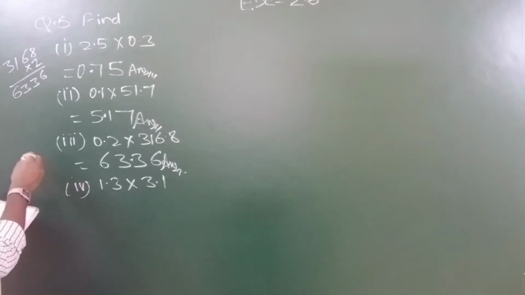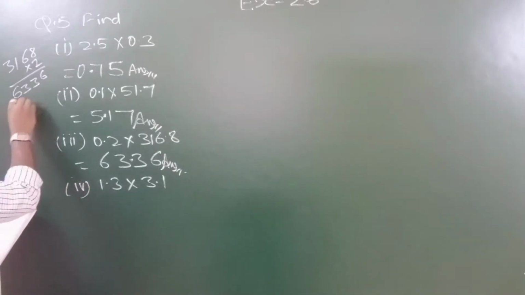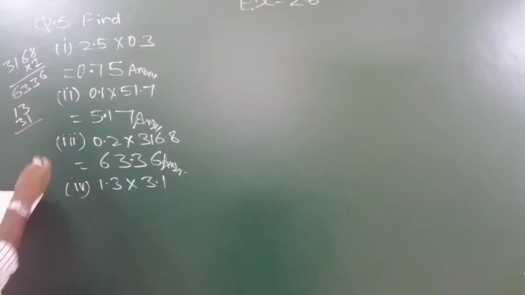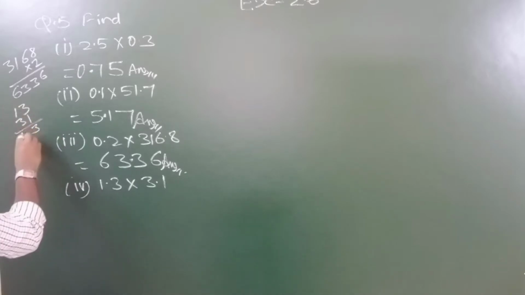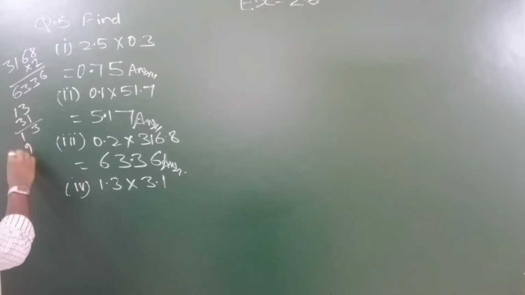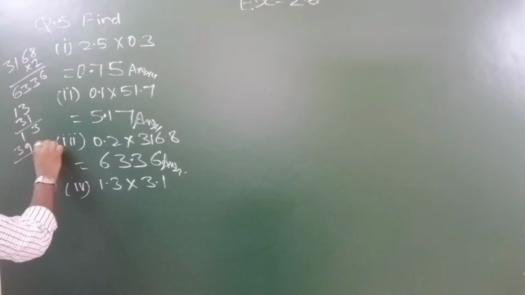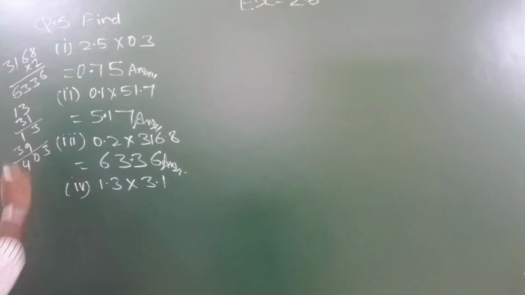Forget that there is any decimal. Now multiply 13 and 31, right? Yes, so 1 three is 3, 1 one is 1, 3 threes are 9, 3 ones are 3, right? 403.